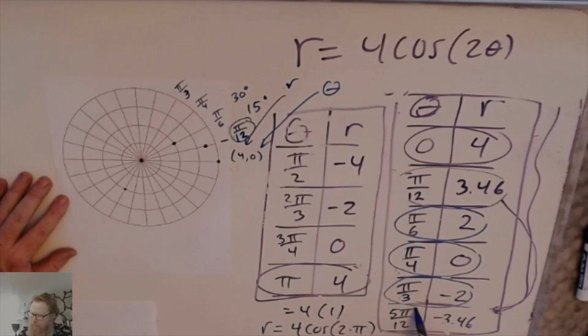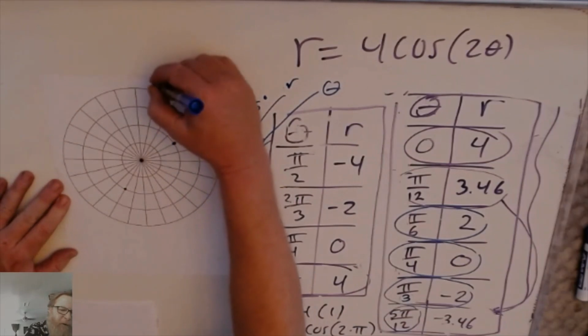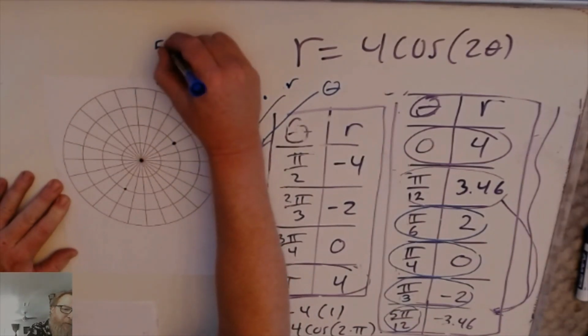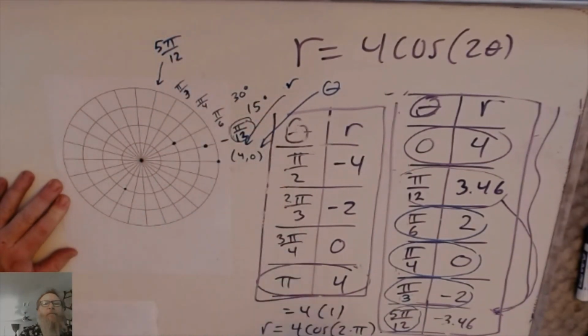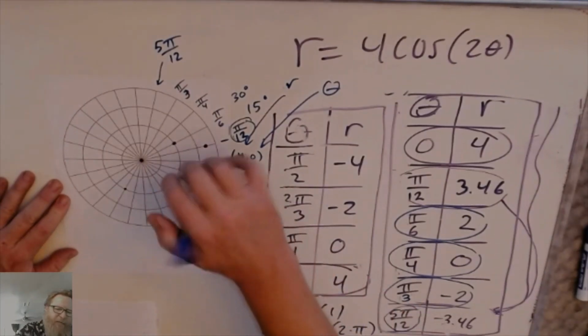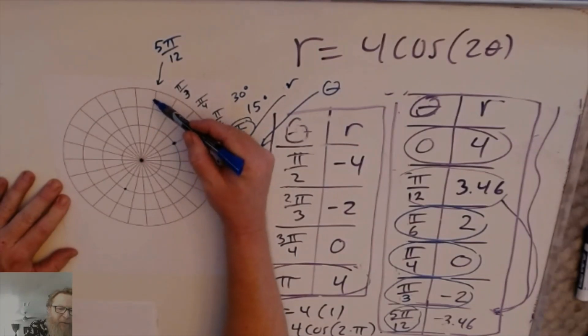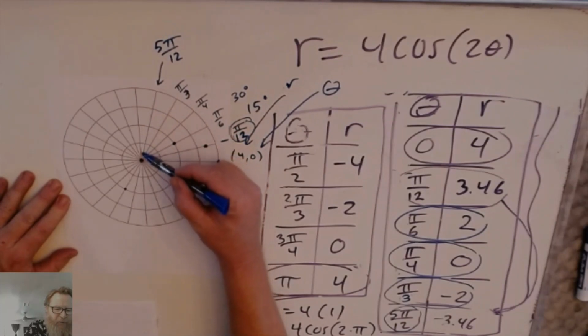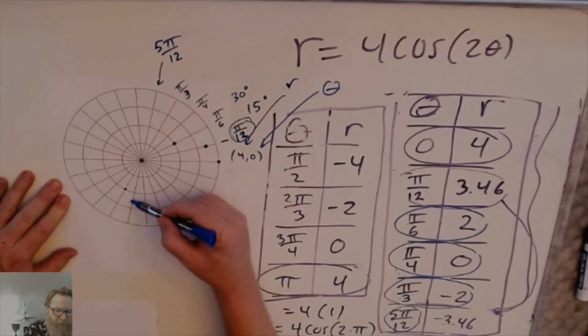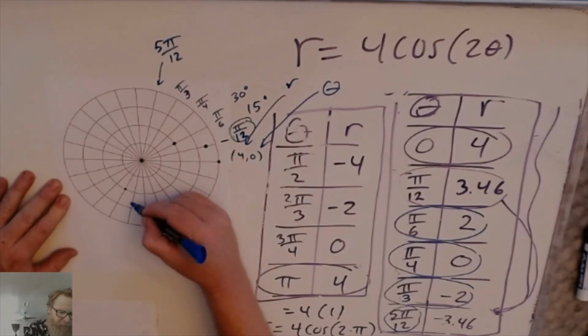All right, let's keep moving. 5 pi over 12. 5 pi over 12 is right here. Oh, I see why. You'll see in a second when it finishes. So 5 pi over 12, we got negative 3.46. So that's about 3.5. So right about here. But you're going to go negative, so you're going to follow it all the way through. Negative 3.5, right about here.